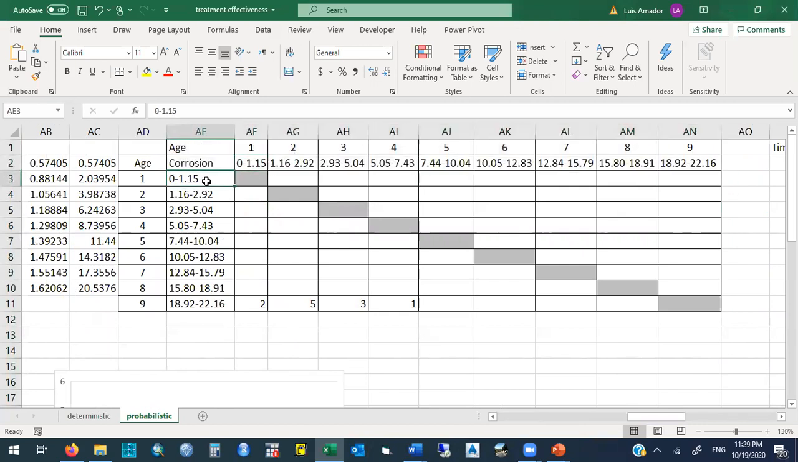Zero to 1.15 is the equivalent to H1. So this is reading age in that direction, while this one is reading age down. Now, this is a matrix. It's like a table. And it's going to help me estimate the effectiveness of the treatment. Why? Because if I have observations of before and after, and let's imagine I have before and I have after.